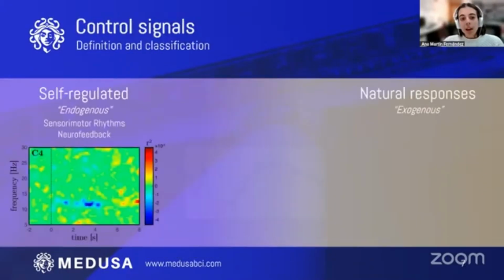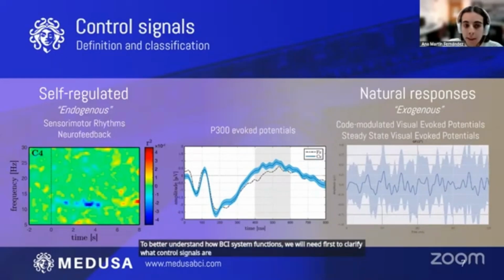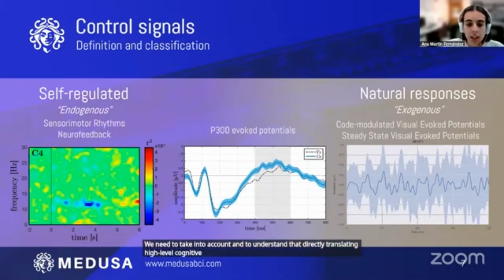To better understand how a BCI system functions, we will first need to clarify what control signals are and why they are essential. We need to take into account and understand that directly translating high-level cognitive processes such as thinking into actions is not feasible.